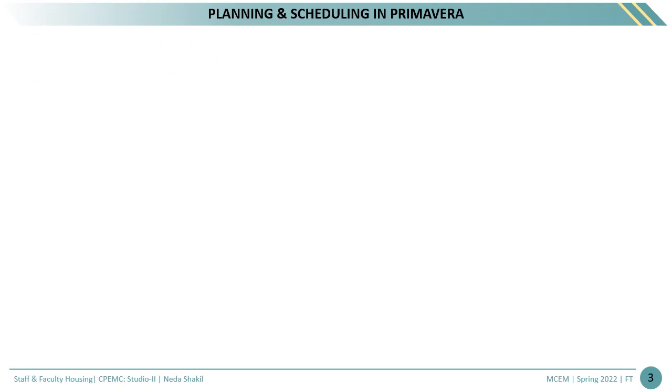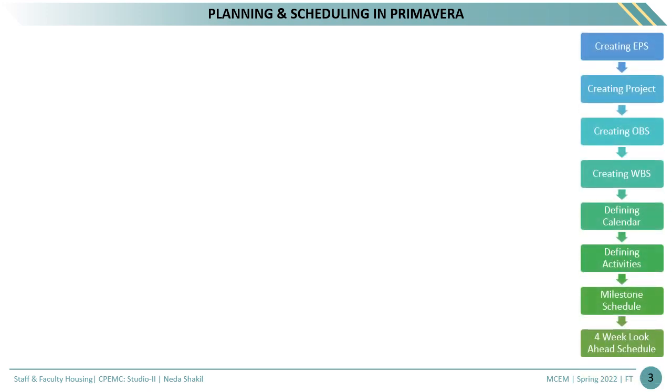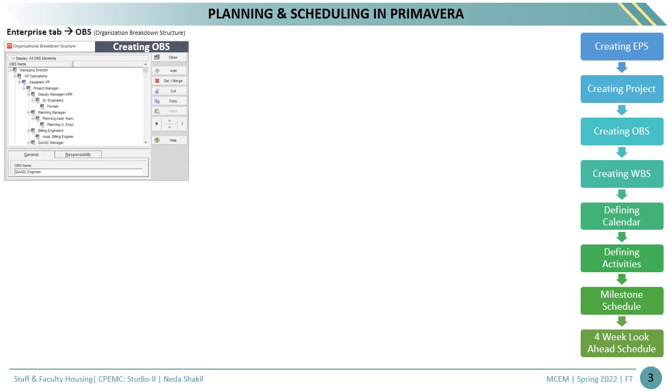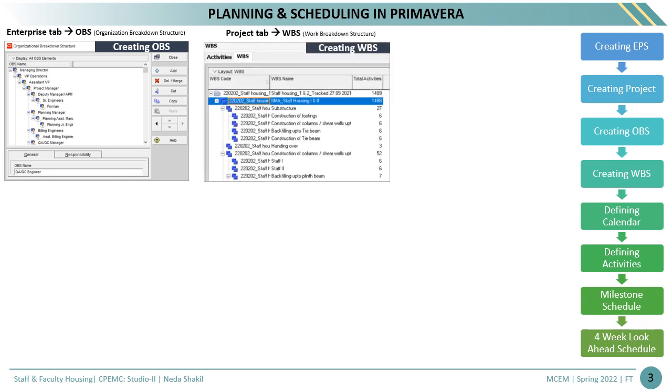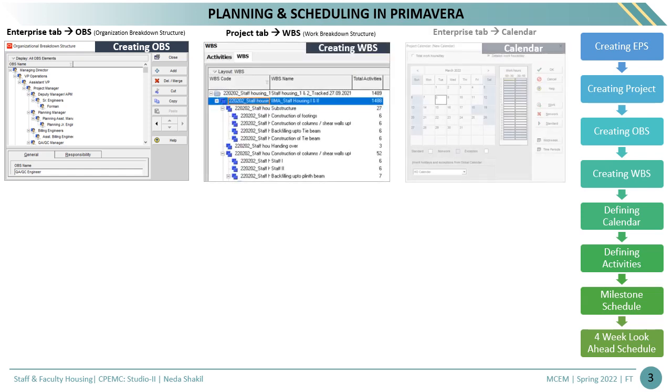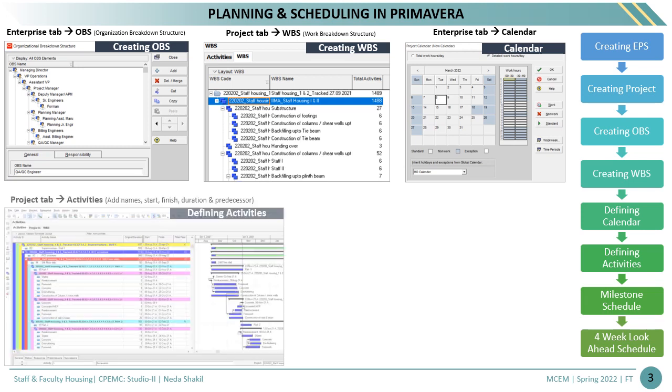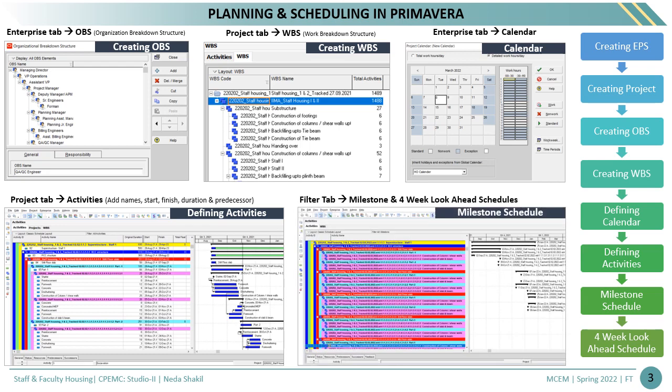Planning and scheduling. One of the most important aspects of project planning is project scheduling and tracking. For our project, it is done using Primavera P6 software. After creating enterprise project structure and new project, we add organization breakdown structure and work breakdown structure. Then we define project calendar where we add working and non-working date and time along with exception dates like holidays. Under the work breakdown structure, we assign activities where we add activity name, start, finish date, duration and predecessor. And with the help of the filter tab, we can achieve milestone and 4-week look ahead schedules.